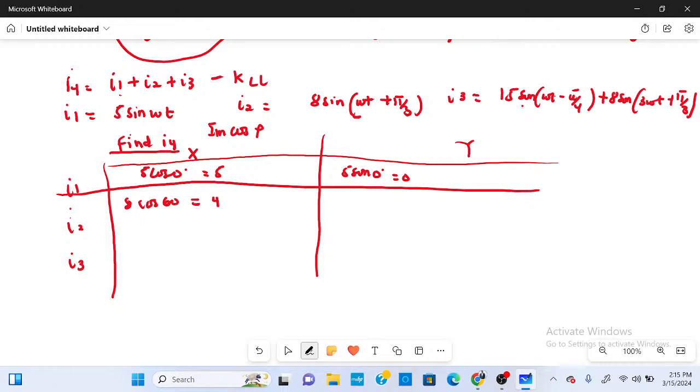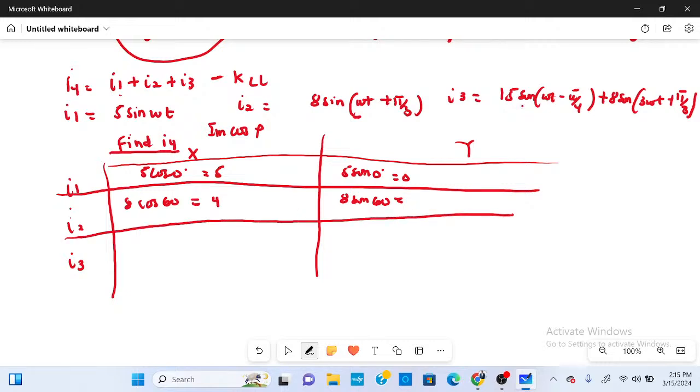Then we are having 8 sine 60, which is giving us, so sine 60 is 0.860. So let's hold on with the computation. Then that is for I2, right?